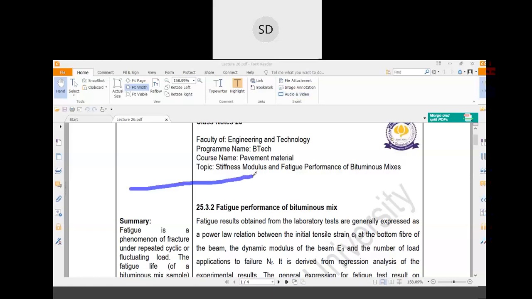Suppose this is a pavement and this is a tire.